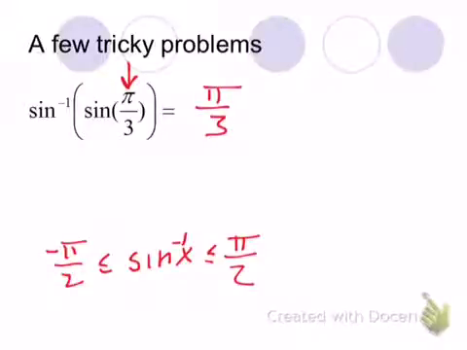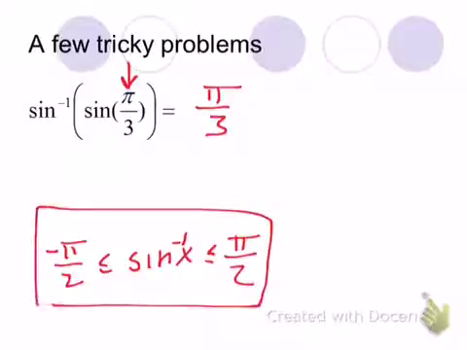But if we go outside of, what are these quadrants here? Quadrant 4, quadrant 1. If we go outside of quadrant 4 and quadrant 1, the inverse sine is going to send it back to quadrant 4 or quadrant 1. Quadrant 4 if it's negative, quadrant 1 if it's positive.